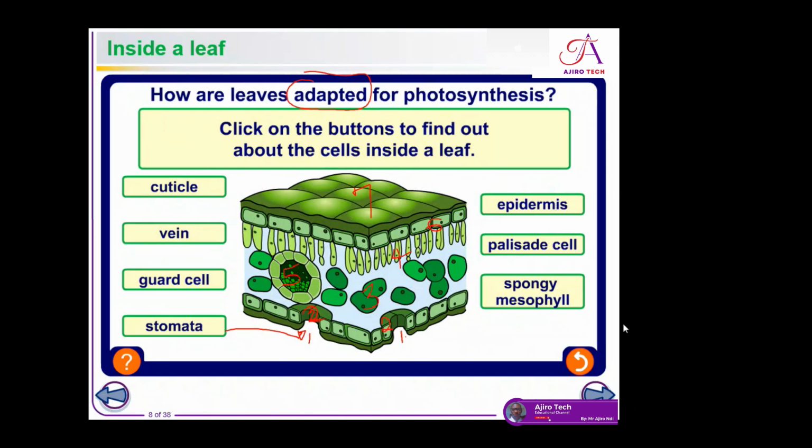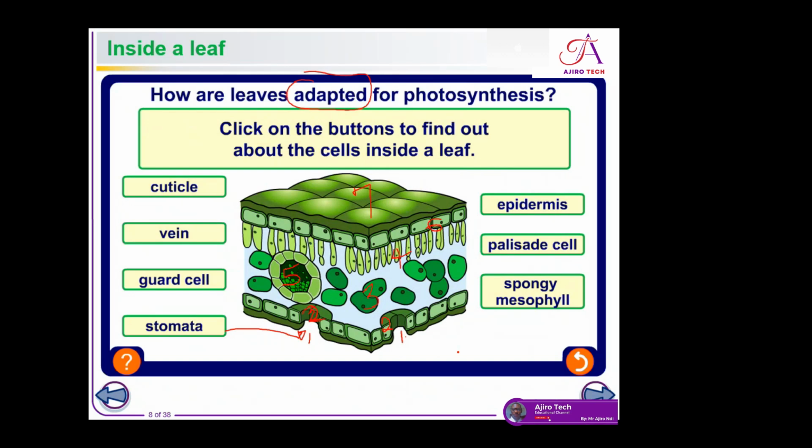Five is the vein, and six is the upper epidermis. And seven is the cuticle.